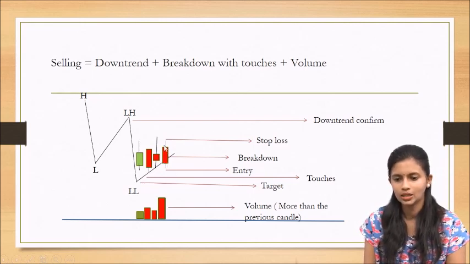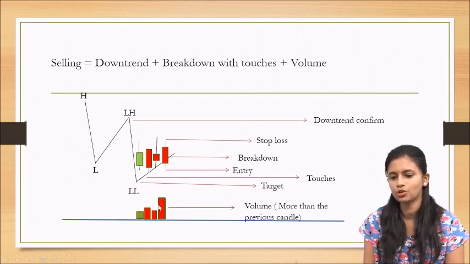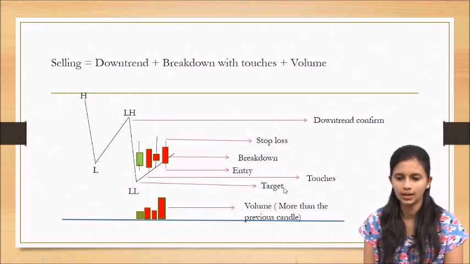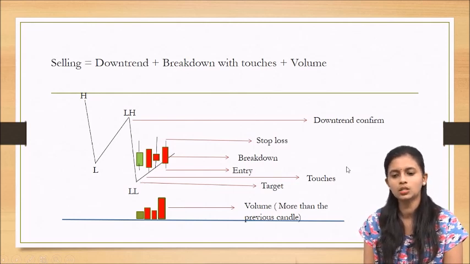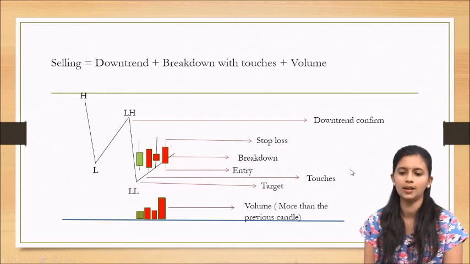So this is a breakdown candle. This breakdown candle should also have adequate volume, that is, the volume of this candle should be more than the volume of the previous candle. Then your entry will be just below the low of this candle, your stop loss will be just above the high of this candle, and target will be the previous swing low. So this is a previous swing low, just keep a buffer of 0.2 and keep the target. So this is the setup for the selling or the bearish trend.